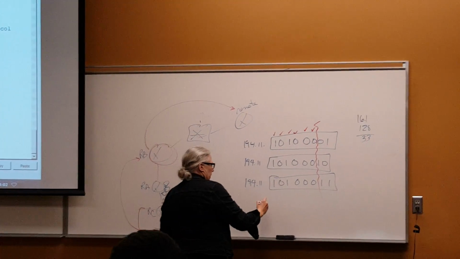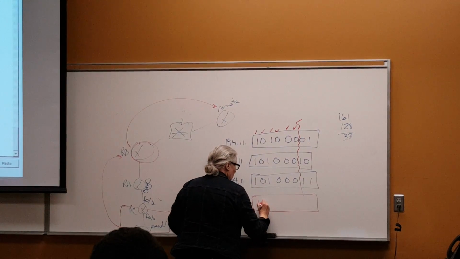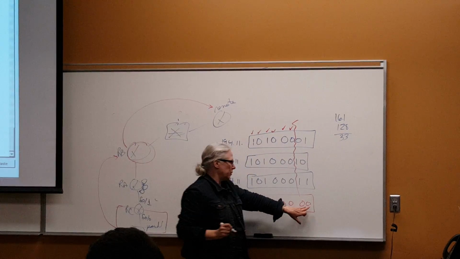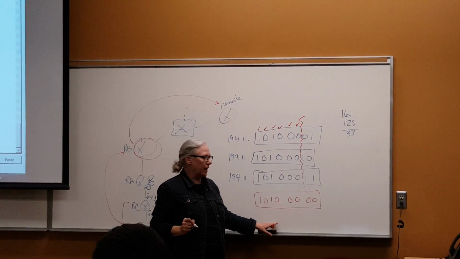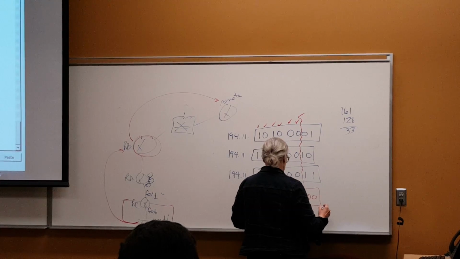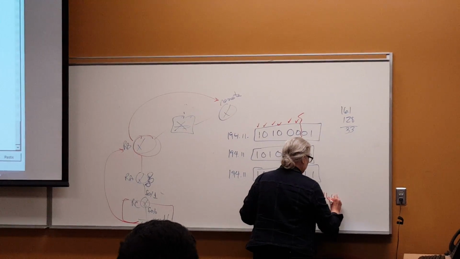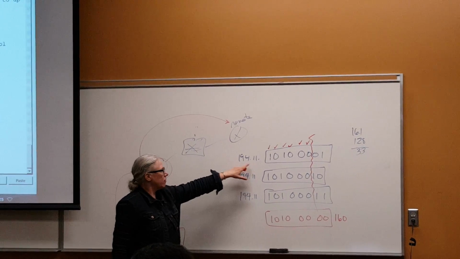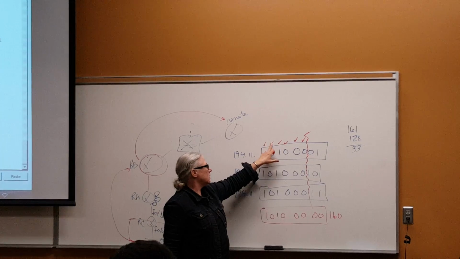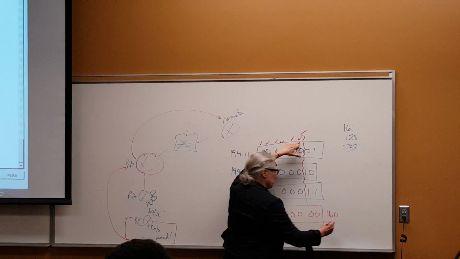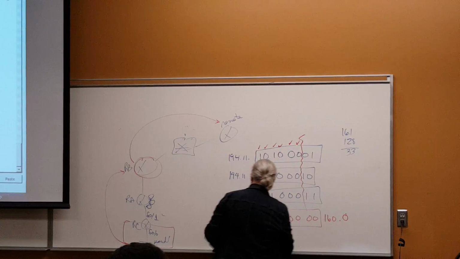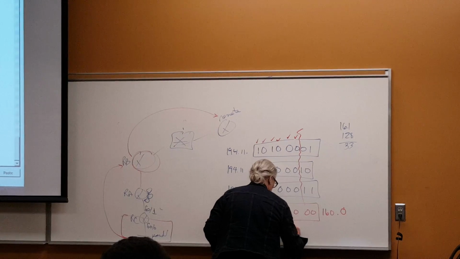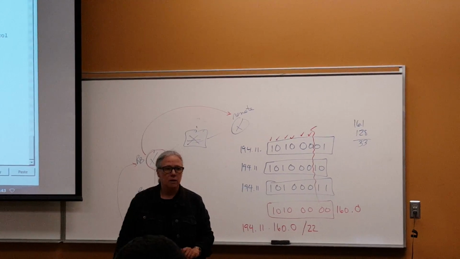So we're going to take 1, 0, 1, 0, 0, 0, 0, 0, right? The host bits become zeros. This is my supernet address. This would be 128 plus 32 would be 160. My mask is 8 plus 8 is 16, 17, 18, 19, 20, 21, 22. So it's going to be 194.11.160.0/22 is the supernet.